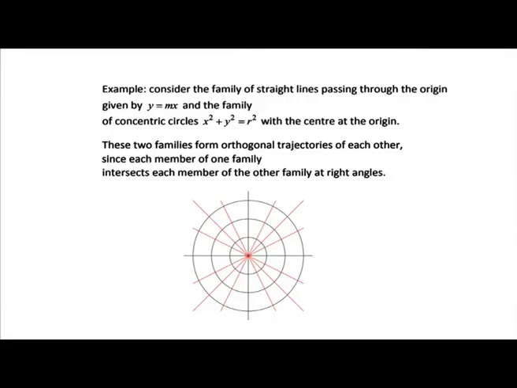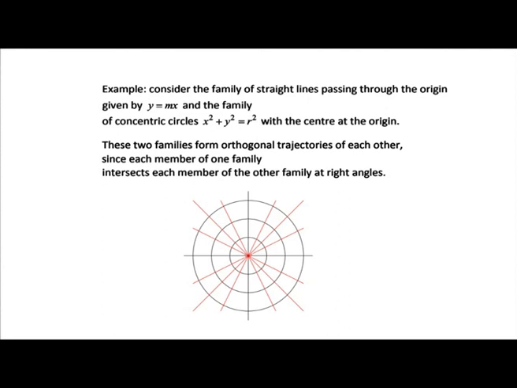Consider a family of straight lines passing through the origin given by y equal to mx, and the family of concentric circles x square plus y square is equal to r square with center at the origin, that is your standard circles with different radius. That means you are getting a set of concentric circles.